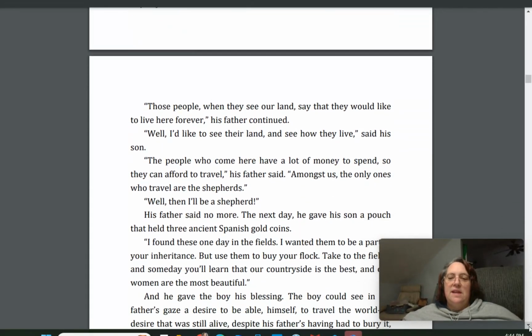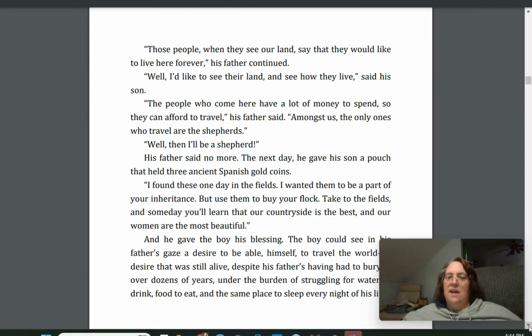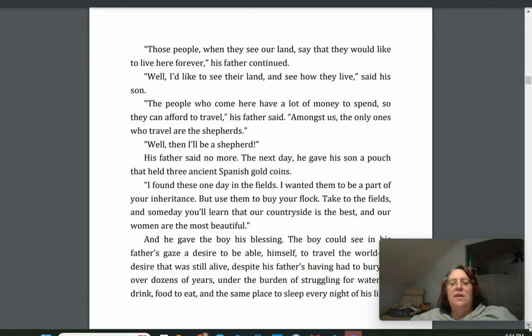"Those people, when they see our land, say they would like to live here forever," his father continued. "Well, I'd like to see their land and see how they live," said his son. "The people who come here have a lot of money to spend, so they can afford to travel," his father said. "Amongst us, the only ones who travel are the shepherds." "Well, then I'll be a shepherd." His father said no more.